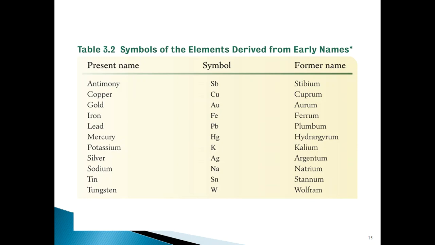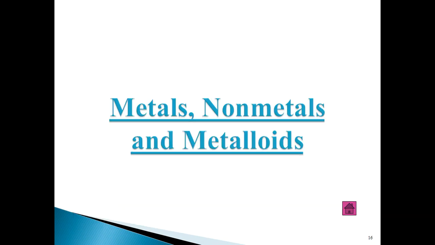So, for example, the element now known as antimony, its symbol is Sb. Obviously, there's no relationship between these two. But if you look at the earlier name of that element, it was called stibium, right? In the case of copper, its symbol is Cu, its former name is cuprum, and so on and so forth. Tungsten, its symbol is W, and that's because its previous name is wolfram. All right, so that's how some of these elements end up with symbols that have no bearing, no relationship to their names in English.